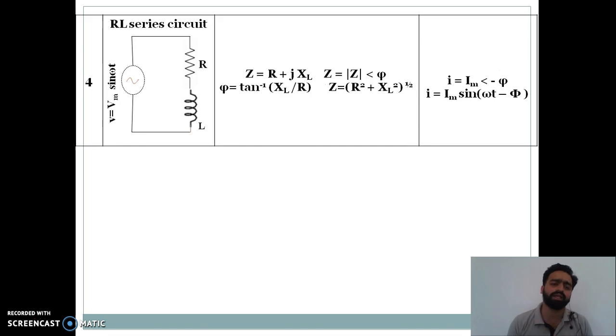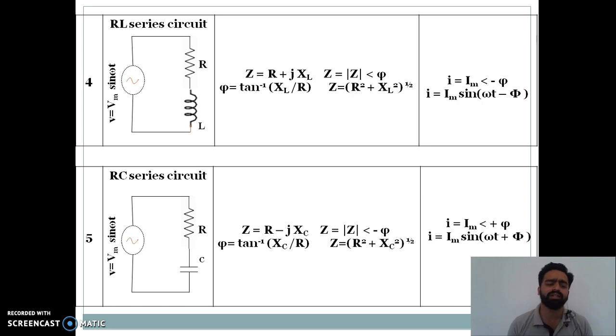Next is the combination of R and L, that is the RL series circuit. So impedance will become R plus jXL, and hence in polar form it will be Z equal to mod Z angle phi. So current will lag behind voltage by angle phi. Now here angle phi is not exactly 90, because for a pure inductor it is 90, but when we insert a resistor in series with the inductor, the angle will be less than 90, and hence for an RL series circuit, current lags behind voltage by angle phi which will be less than 90.